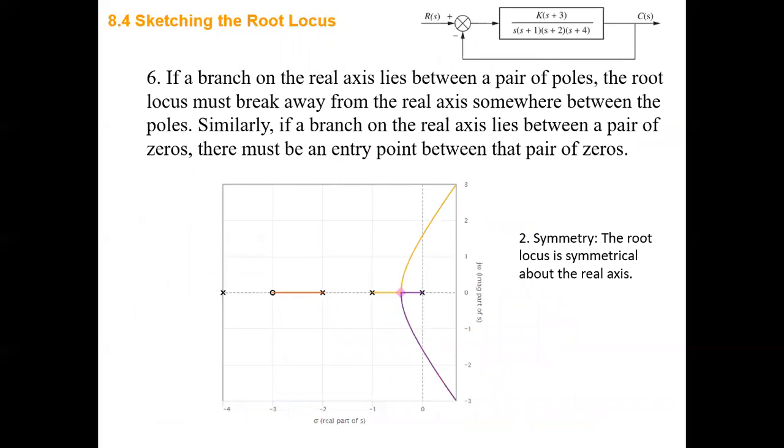All right. Now let's do rule number 6. If the branch on the real axis lies between a pair of poles, let's look at that. So what is this? This is s equals 0, right? This is s equals, help me?